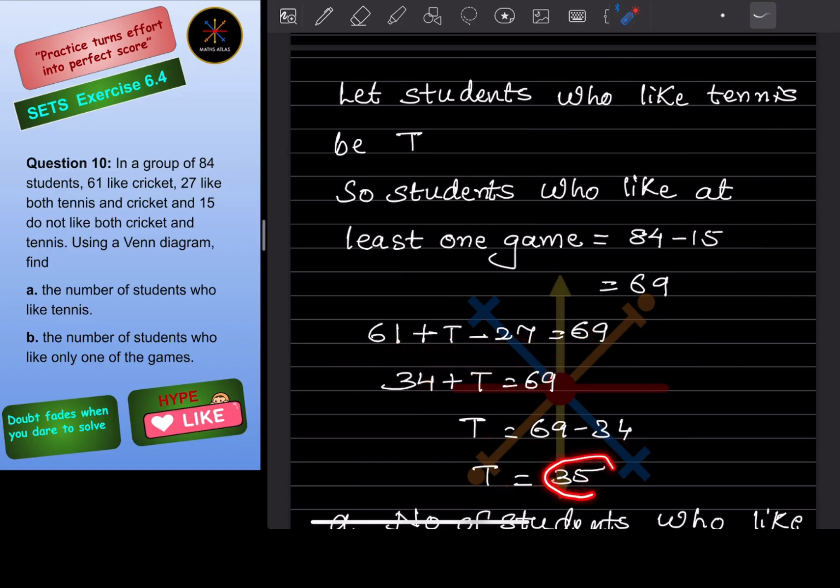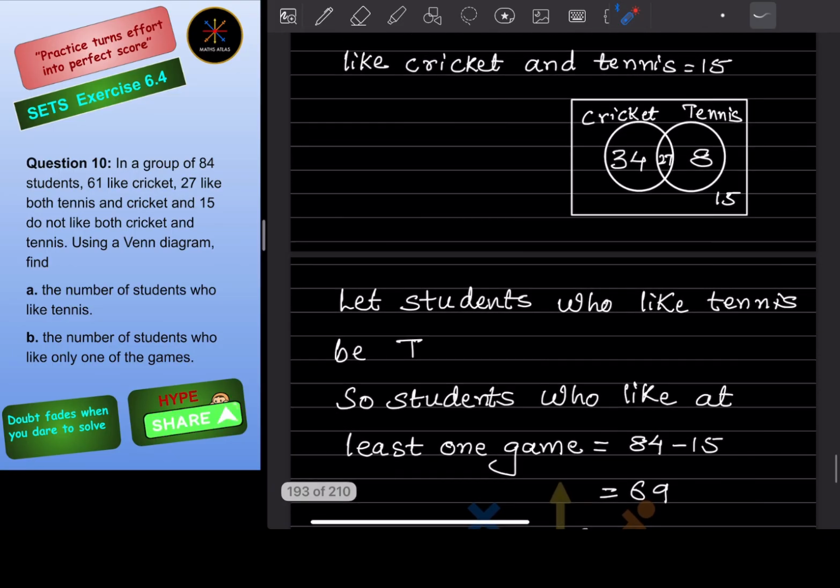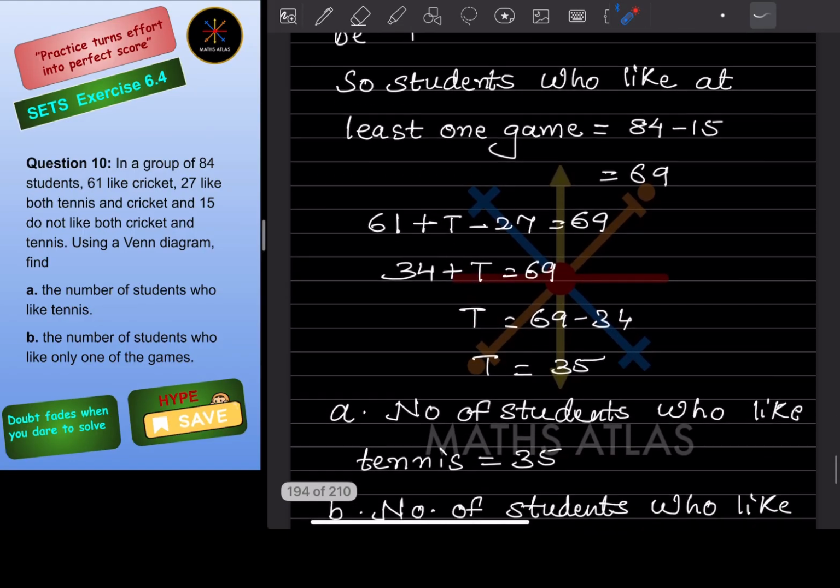So once you know T is 35, we can make the changes here. We already have both of them as 27. So 35 minus 27, which is going to be 8. Hope you got this one, why this was written as 8. Because tennis is 35.